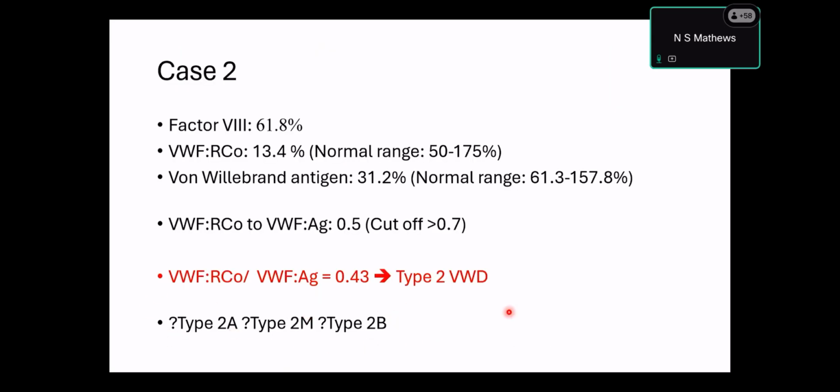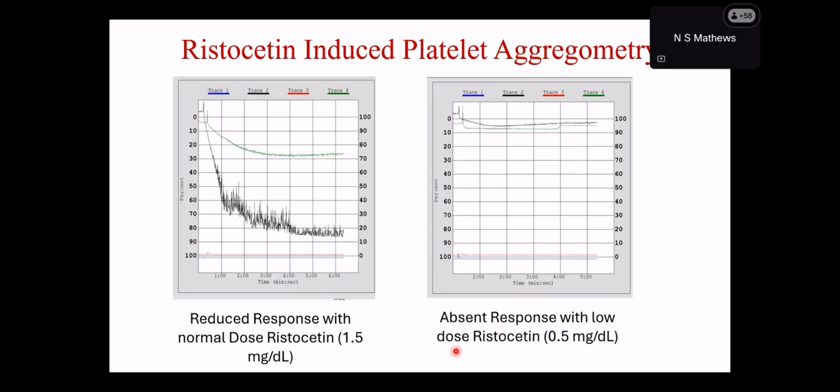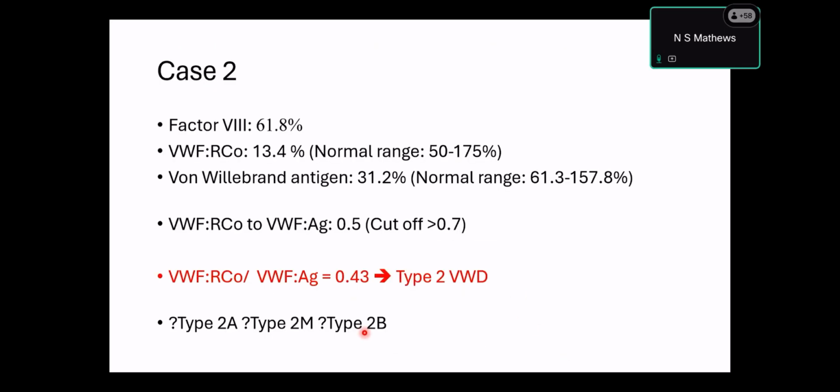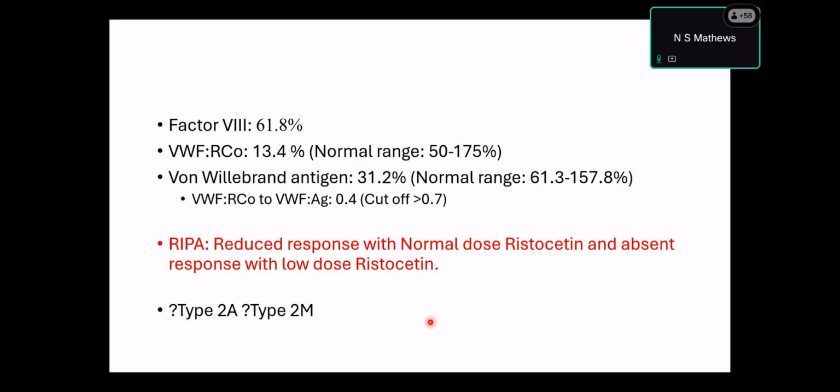Can you eliminate any of these with this information? Even our patient on ristocetin-induced platelet aggregometry is not showing a response to low dose ristocetin. Had it been type 2B, you would have got a response to low dose ristocetin. So with this information we have taken out type 2B. It is definitely not type 2B. Reduced response to normal dose ristocetin, absent response to low dose. So now it is 2A versus 2N.